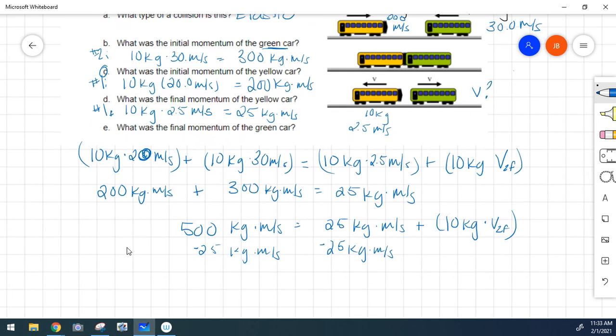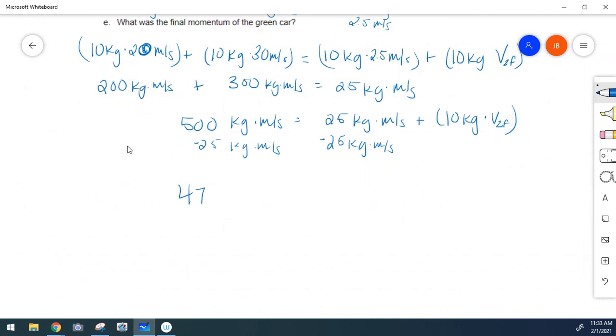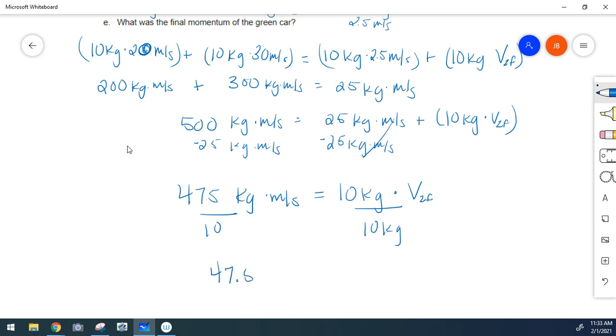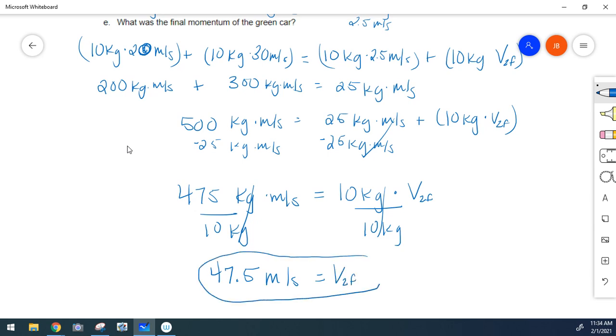And we will get 475. So 475 kilograms times meters per second is equal to 10 kilograms times the final velocity of the second vehicle. Then from here, we have to divide by 10. If we divide by 10, we get 47.5. Now notice we divided by 10 kilograms, so kilograms cancels. 47.5 meters per second equals the final velocity of the second car. All right, so lots of steps, but still just addition and multiplication.